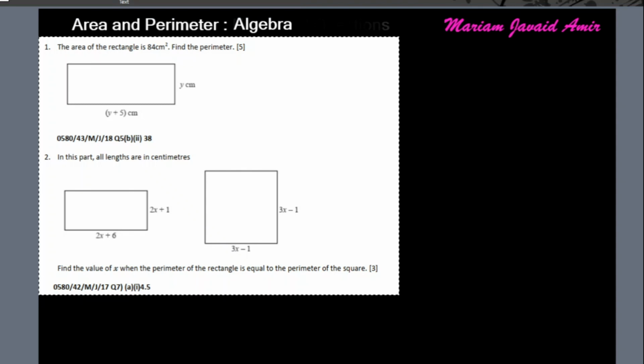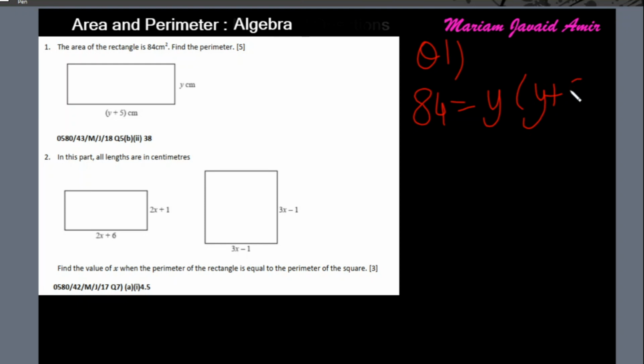Alright, this worksheet is on area and perimeter again, but we will be discussing some questions that involve algebra or factorization or quadratic equations. Alright, so question number 1. The area of the rectangle is 84, so 84 equals length times width, y times y plus 5, and we've been asked to find the perimeter.